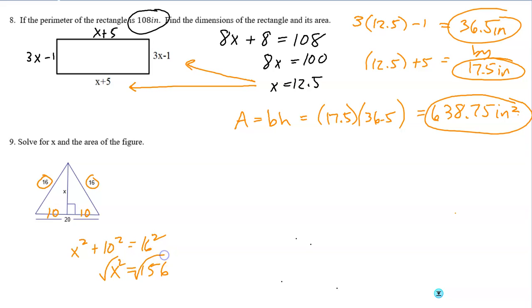I have to square root that. 156 is definitely divisible by 4. So this splits into 4 times 39. And then that would be 2 root 39. So the height is 2 root 39.